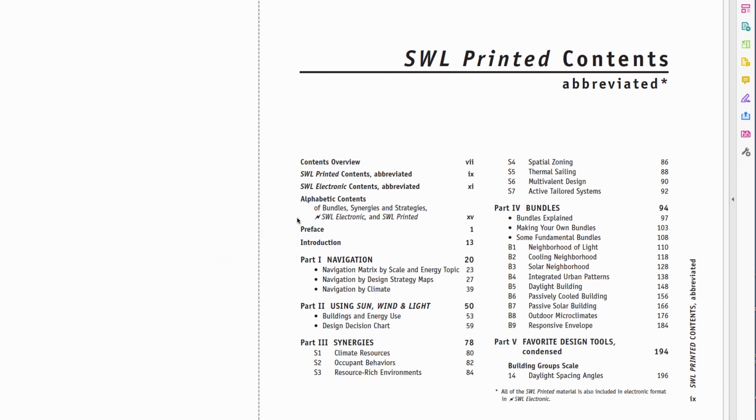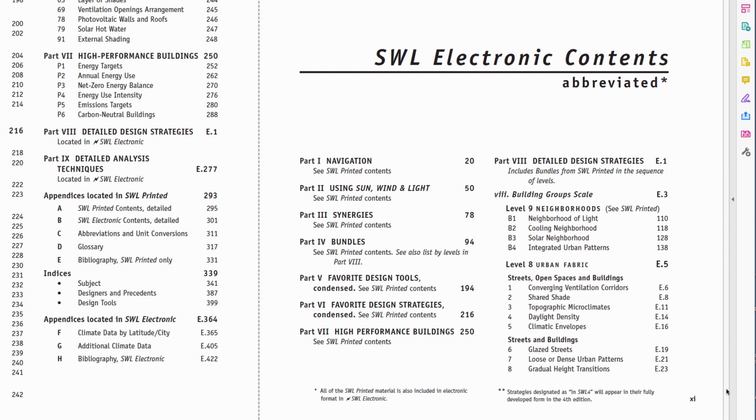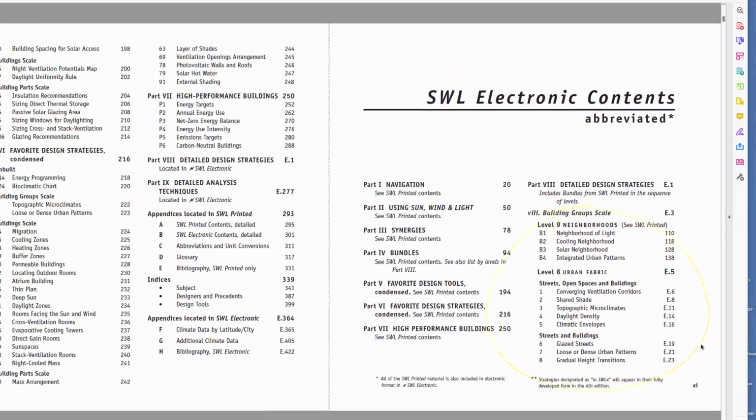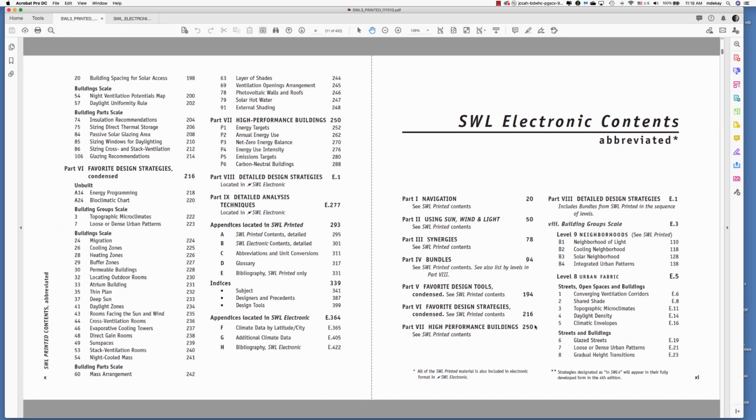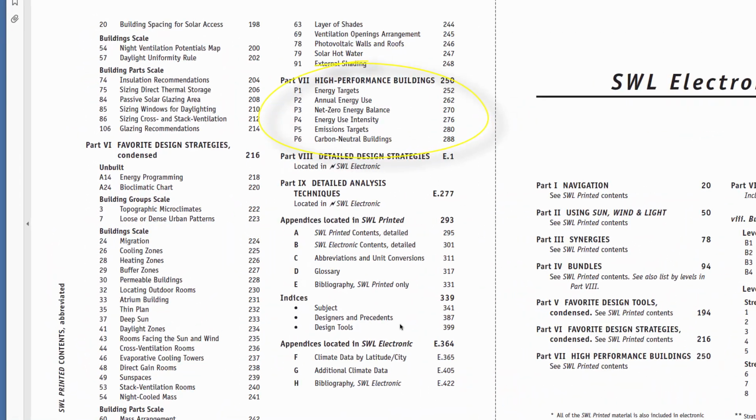So we can find things in a more detailed way this way, and the electronic contents in their abbreviated form like this are also found in the printed and in the electronic, so no matter where you're going, you can still find it. Notice that page numbers referenced in the electronic volume have an E in front. E.19 means page 19 in the electronic volume. If a page number has no E in front of it, that means it should be in the printed volume.